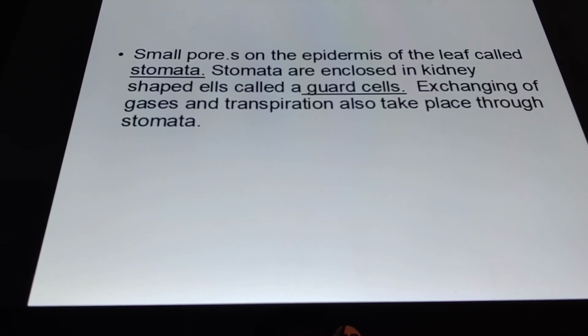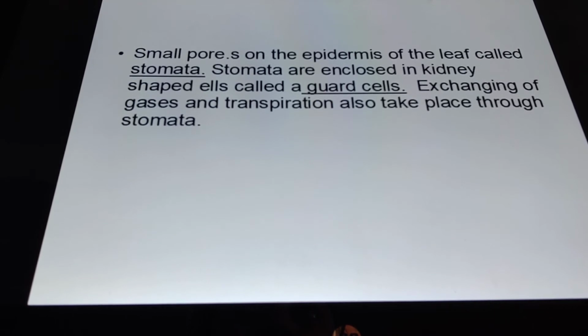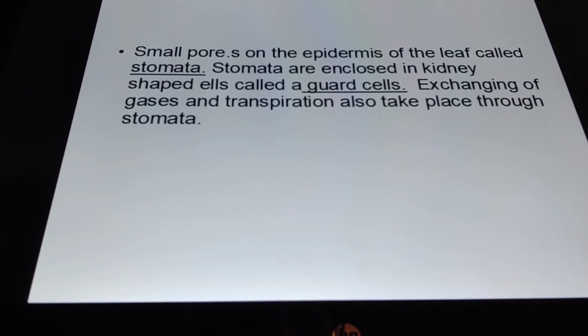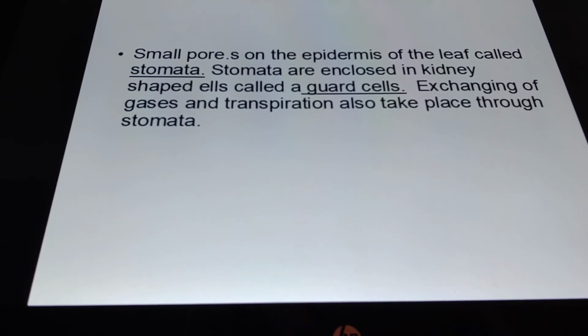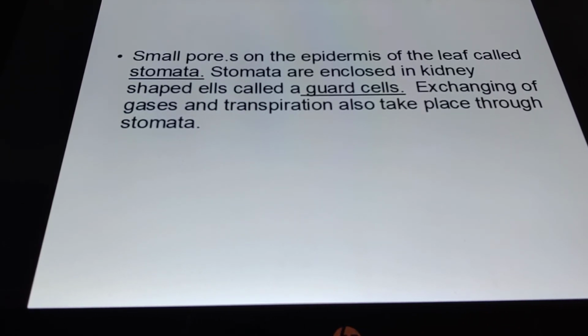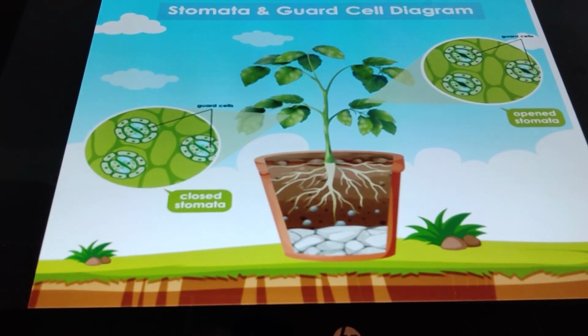This epidermis is a continuous single layer, without any intercellular space. In the leaf epidermis, small pores are present, which are known as the stomata, and the stomata are enclosed in kidney-shaped cells called guard cells. Exchanging of gases and transpiration take place through stomata. Exchanging of gases means daytime photosynthesis, and at night the respiration process, both take place through stomata, and the transpiration process also takes place through stomata.